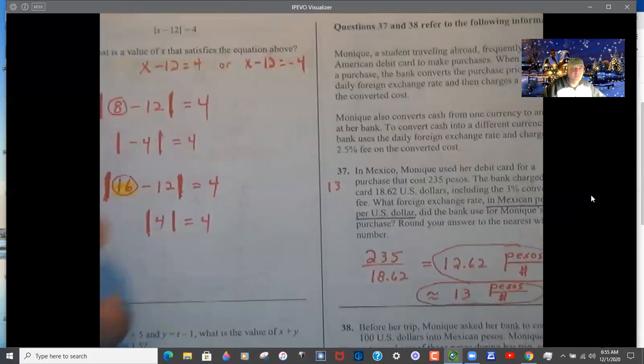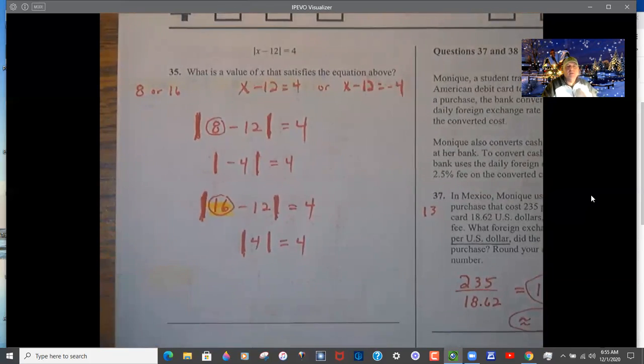Here we go again with something really simple. What is the value of x that satisfies this? Here we go again, math street fighting. 16, game over. If you understand absolute value, hopefully, then you make it positive.